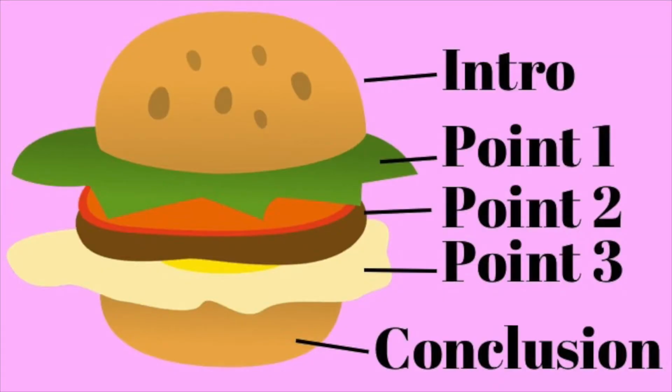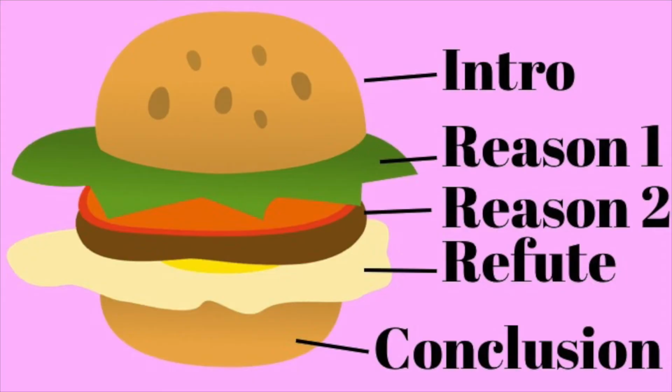Going back to the hamburger idea, though, a good rule of thumb is to have 3 paragraphs. So you can have an introduction paragraph, 2 paragraphs talking about reasons and examples about why you agree or disagree with the statement, a 3rd paragraph about possible refutes and the reasons that they're wrong, and then a really short conclusion that really ties everything together. So if you follow that general rule of thumb, it should be pretty easy for you.